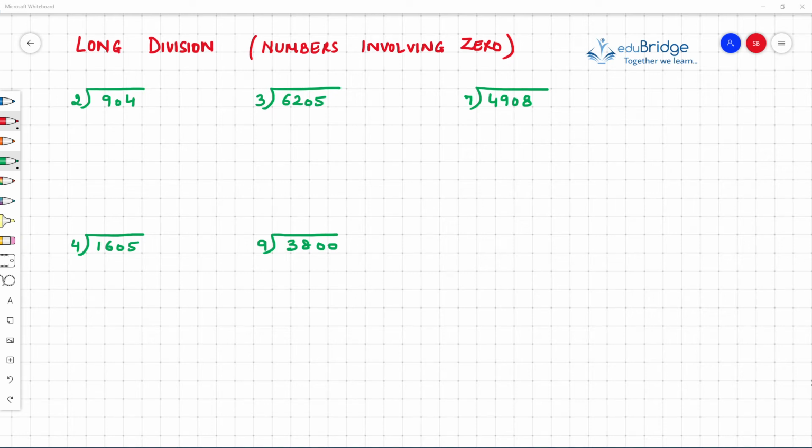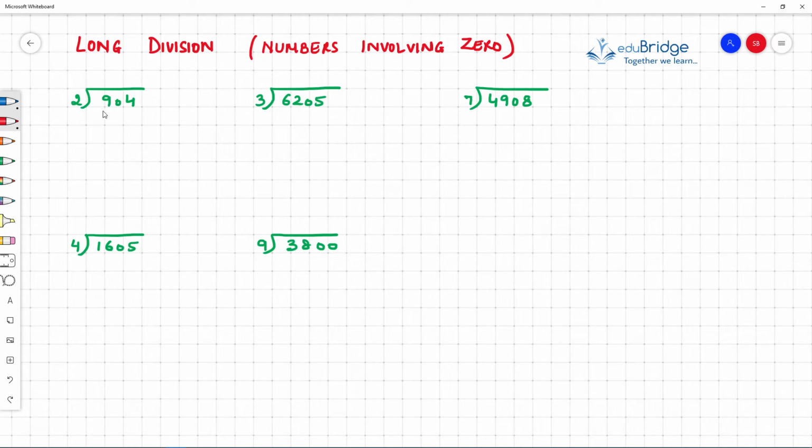Let's look at long division where the numbers involve 0 in them. Okay, so we need to see how we divide numbers when 0 comes into the picture. So let's take the first number. We need to divide 904 by 2.